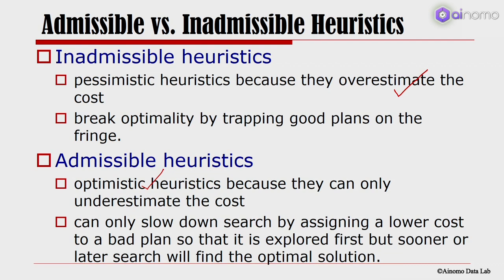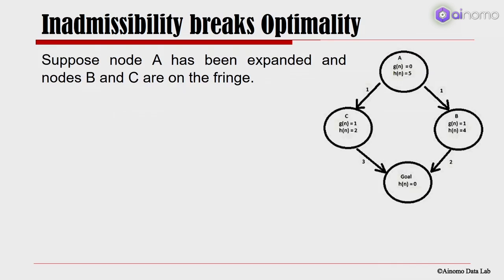Later we will see that admissible heuristics can only slow down search by assigning a lower cost to a bad plan, but not very dangerous. Whereas inadmissible heuristics break optimality by trapping good plans. Now let us recall from our previous lecture what we mean by an optimal solution. An optimal solution is, for the given solutions that I have, if I can get the minimum cost solution, that's an optimal solution. So let us look now more closely at how inadmissible heuristics break optimality.